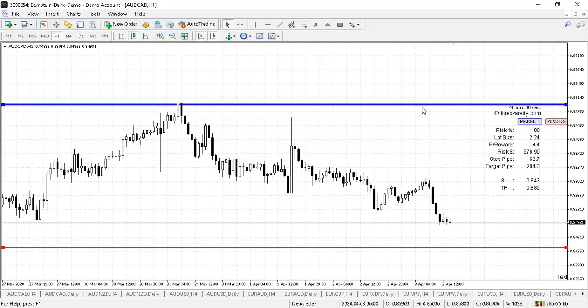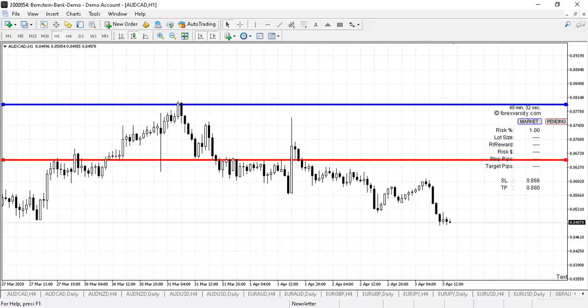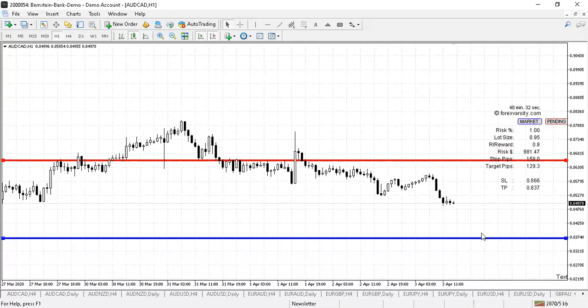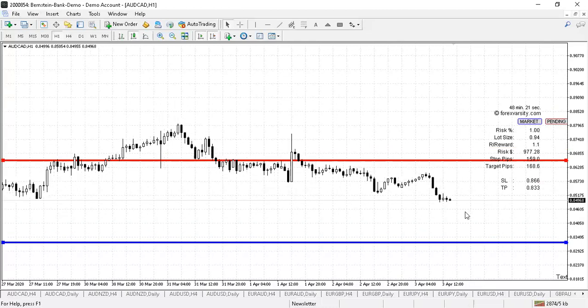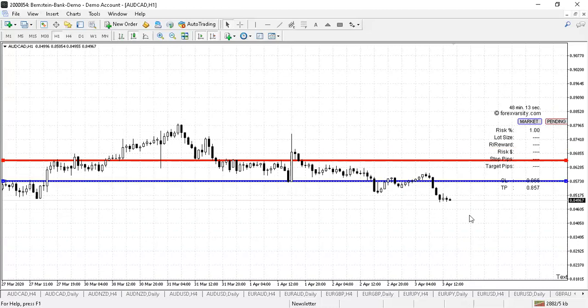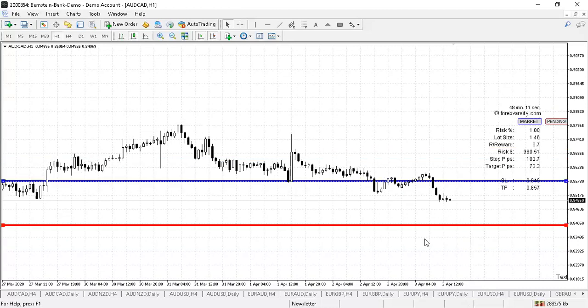So obviously if you have the blue line above the current price, then you would be looking to buy. But if you had it the other way around, then that would be an example of a sell. So you always want the market to get to the blue line. If it's below the current price, then it's going to be a sell trade, and if it's above the current price, that would be a buy trade.